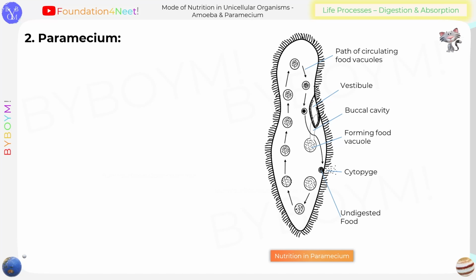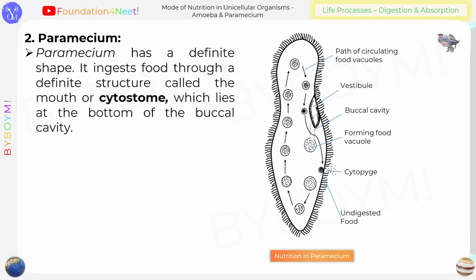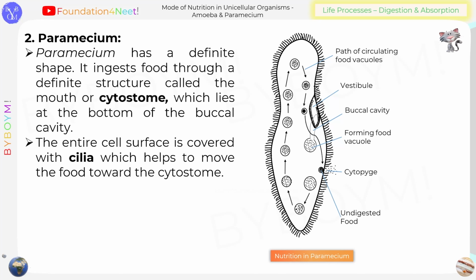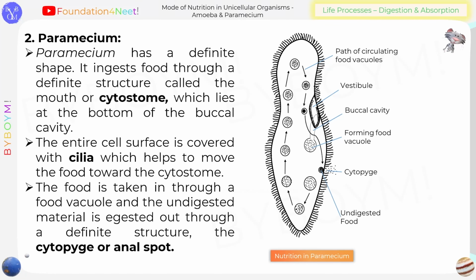In the case of paramecium, in contrast to amoeba, it has a definite shape. So it has a definite shape and a definite structure through which it engulfs food, and that structure is mouth or cytostome, which lies at the bottom of the buccal cavity. The entire cell surface in the case of paramecium is covered with cilia, and these cilia help to move the food towards the cytostome so that the paramecium can engulf it. Now the food is taken through a food vacuole, and the undigested material is egested out through a definite structure known as cytopyge or anal spot.